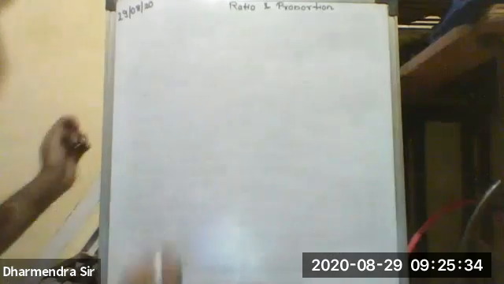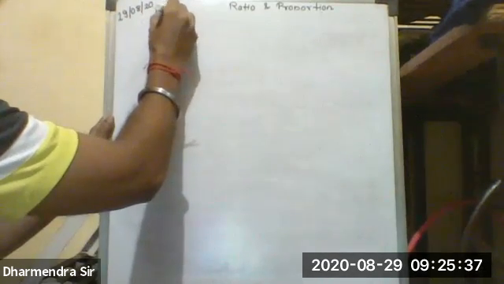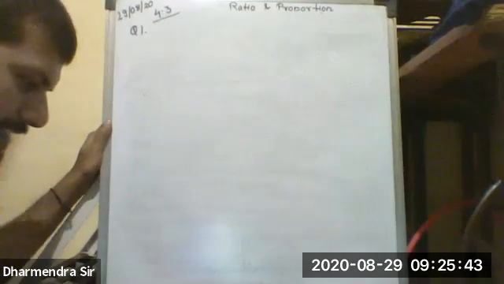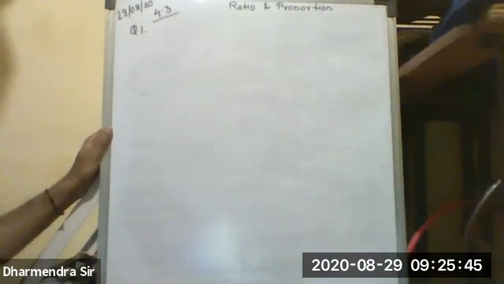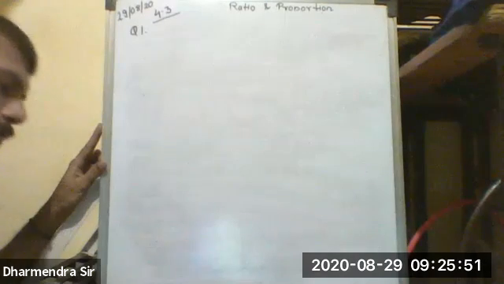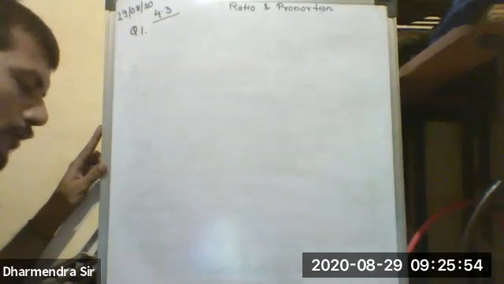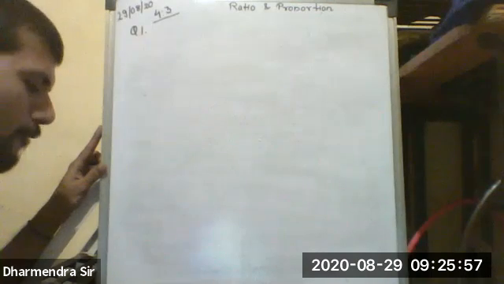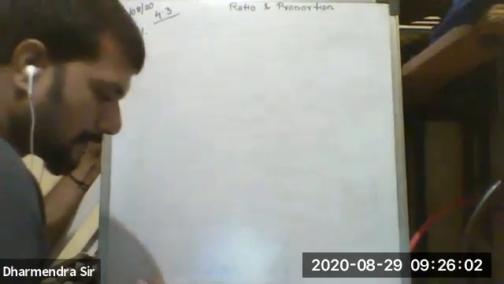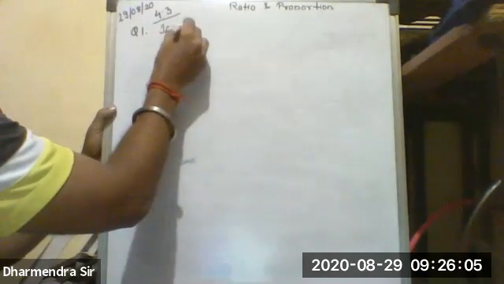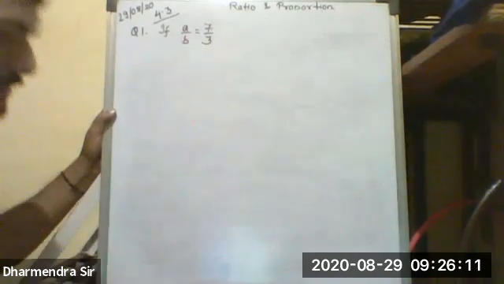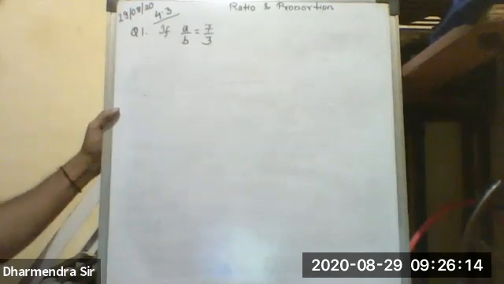So practice set 4.3. Question number 1. In one problem we are having four sub questions. So in the first problem I'll be solving all four, but from the second, third, and so on I'll be giving homework so that you can try it by yourself. And wherever you're having doubt, you can ask it. So if a by b is equal to 7 by 3, we need to find the value of.